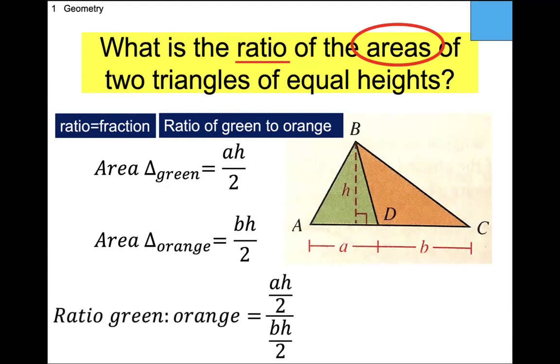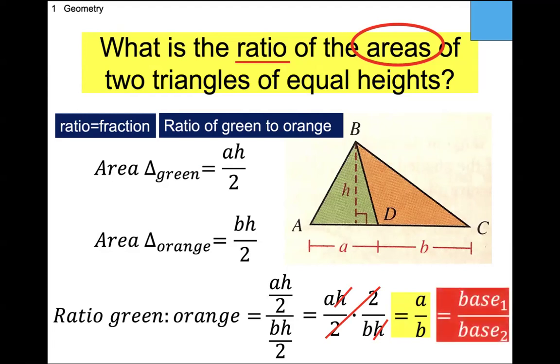But if you remember, when you have a fraction over a fraction, that's a fraction divided by a fraction. We can do a copy dot flip. We can rewrite the first fraction times the second, or the bottom fraction's reciprocal, or flipped, right? Notice the 2's would cancel. Notice the H's would cancel, and we would be left with A over B. Now, that's interesting because A over B are the bases of the two triangles that we used. So the conclusion here is the ratio of areas of two triangles of equal height is the ratio of their bases. Okay, so base 1 over base 2.